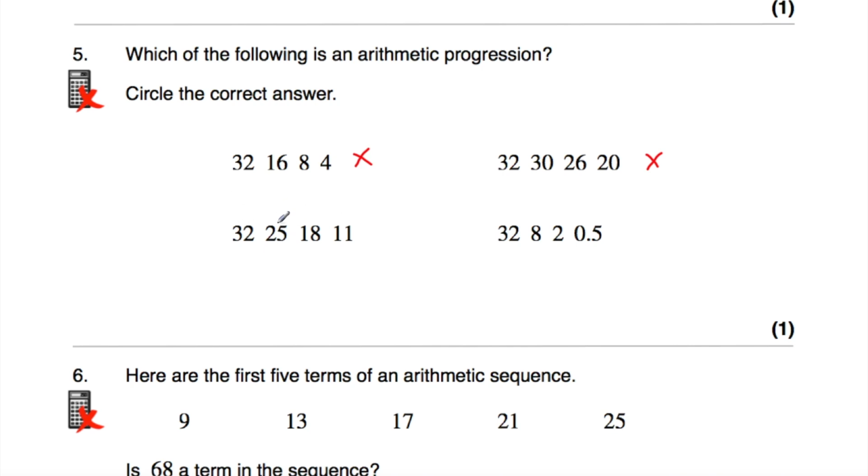This one, 32, 25, 18, 11. So to get from 32 to 25, it goes down by 7, and then goes down by another 7, and then goes down by another 7. So that's an arithmetic progression, because it's getting smaller by 7 every time. So that's an arithmetic progression.